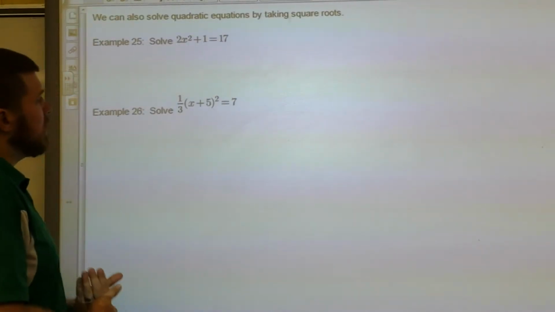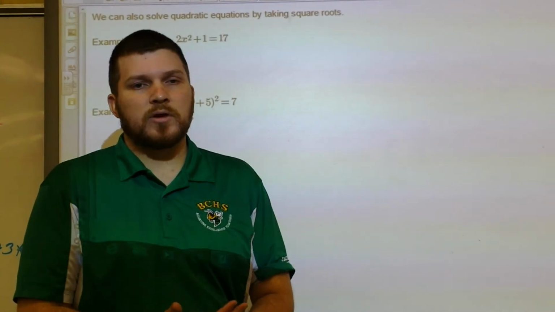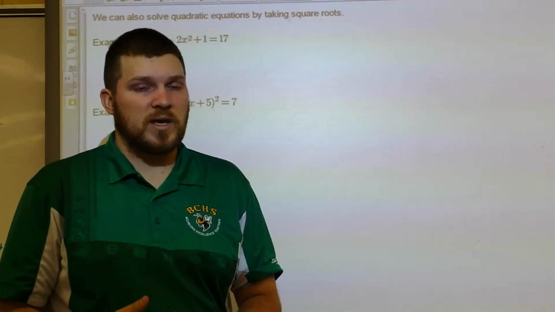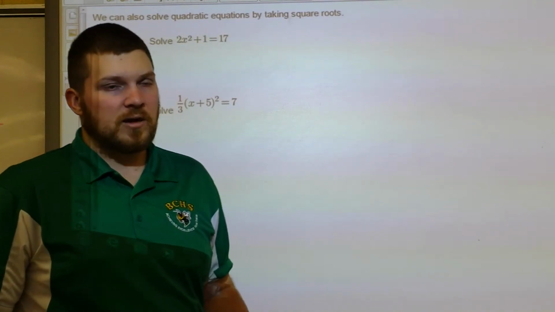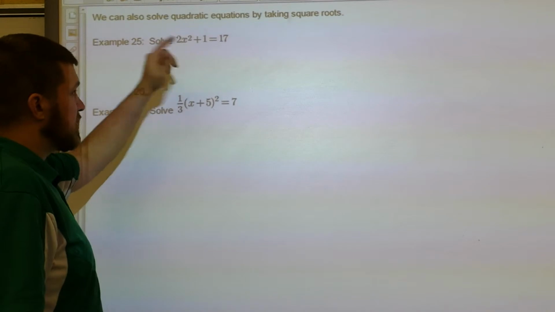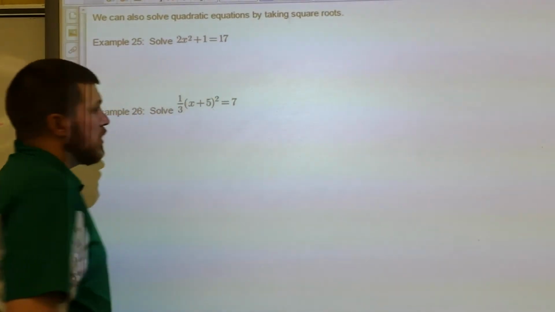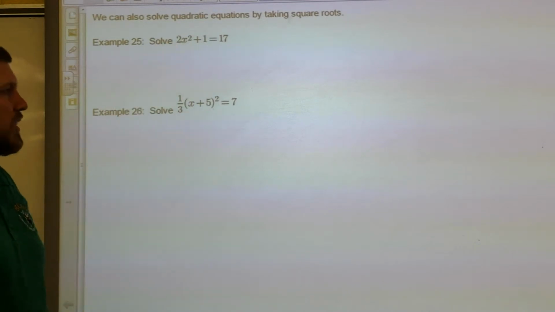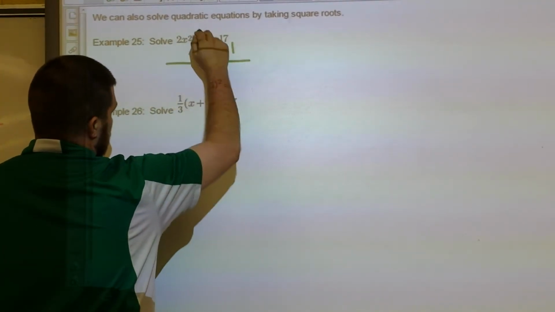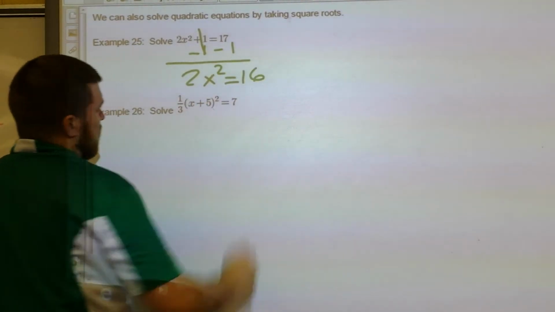Okay, so we can also solve quadratic equations by taking square roots. Now, the key to know when you're going to take square roots is knowing that you only have an x squared piece. There's no regular x's at all to deal with. For instance, here, I have an x squared piece. No regular x's to deal with. So I want to first get my x squared piece by itself. So I'm going to start off by saying minus 1, minus 1. So I have 2x squared equals 16.